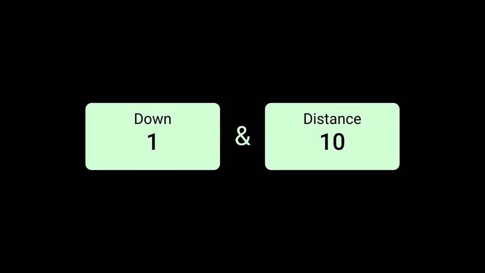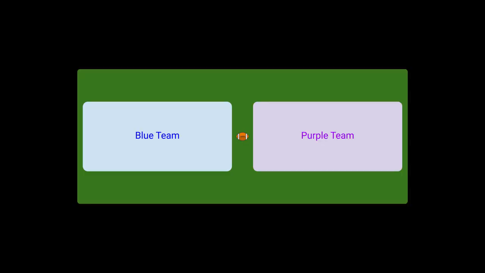The first thing you need to know about American football is the down and distance system. The down and distance system dictates how a team keeps possession of the ball. You see, American football teams are actually split into 3 sub-teams: the offense, the defense, and special teams. And only one of these sub-teams is allowed to be on the field at a time.